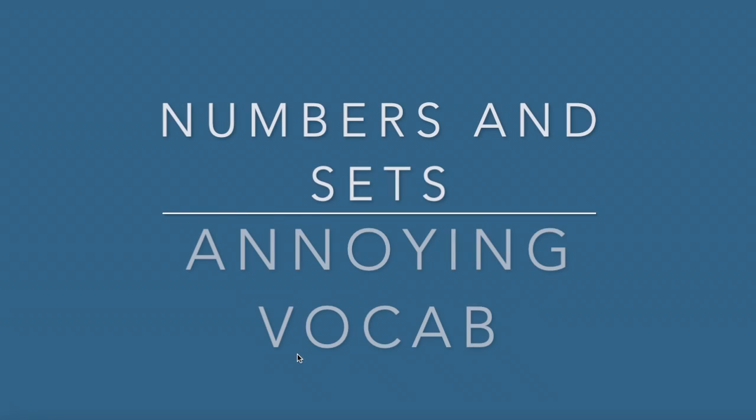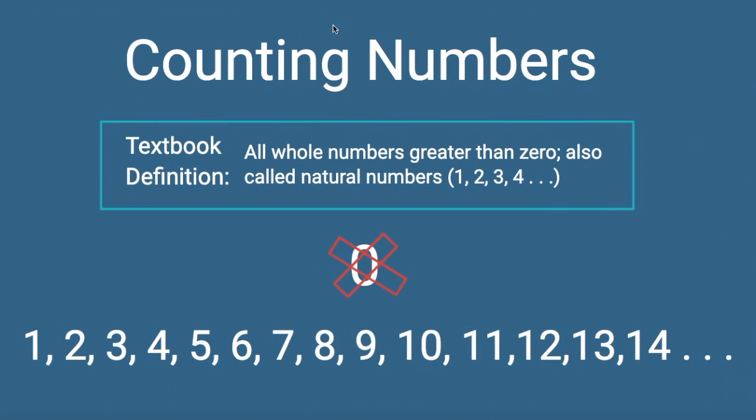Hey everyone! In this video we're going to learn all the annoying vocabulary that we need to know for number sets and the beginning of pre-algebra. Okay, the first term that we need to know is counting numbers. The textbook definition is pretty short and sweet: all whole numbers greater than 0, also called natural numbers.